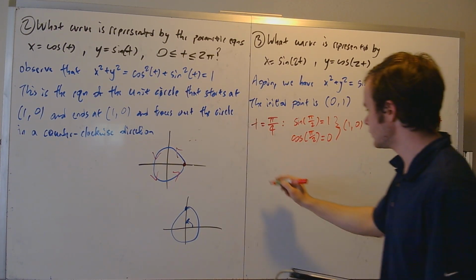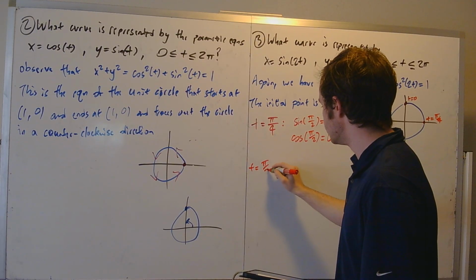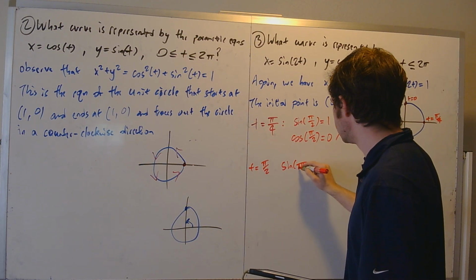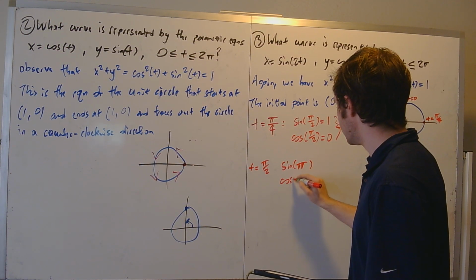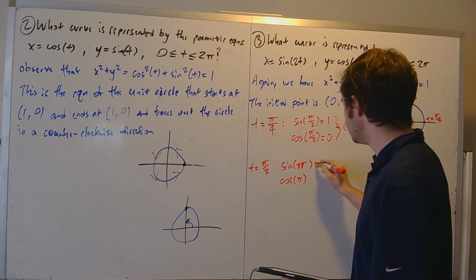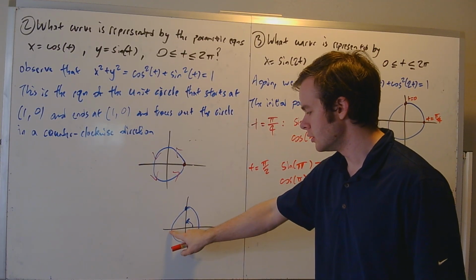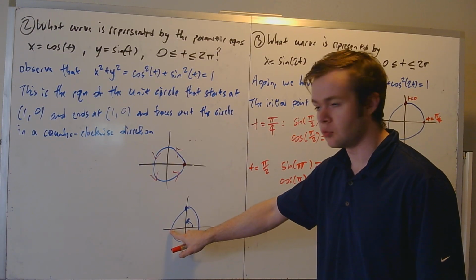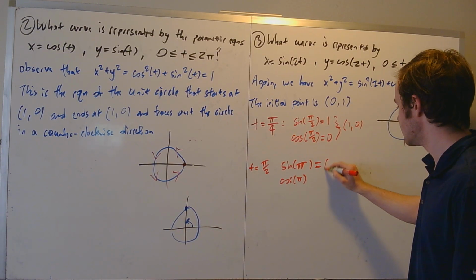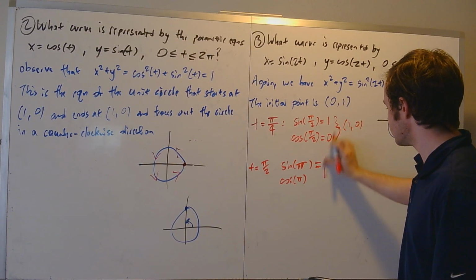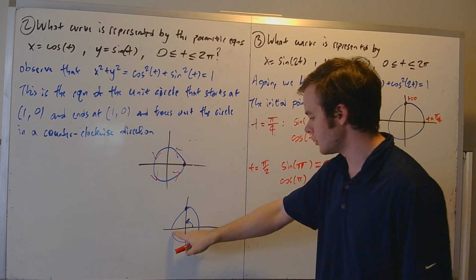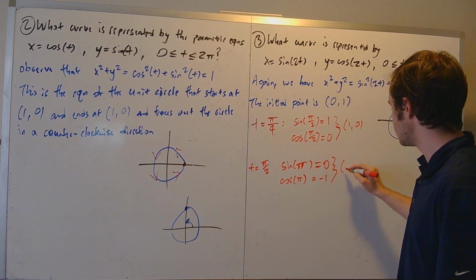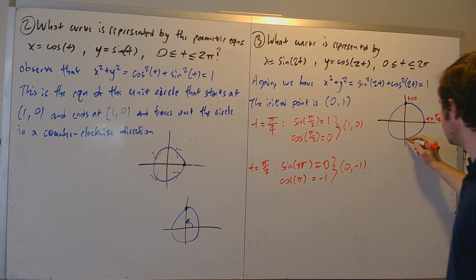And now you can kind of guess that t equals pi over 2 is going to be the sine of pi and the cosine of pi, which if you look at the unit circle, pi is 180 degrees, so you start here, you go to here. The sine of this, the y value, is 0. And then your cosine here, your x value is -1. So overall, that gives you the point 0, -1, which is here.